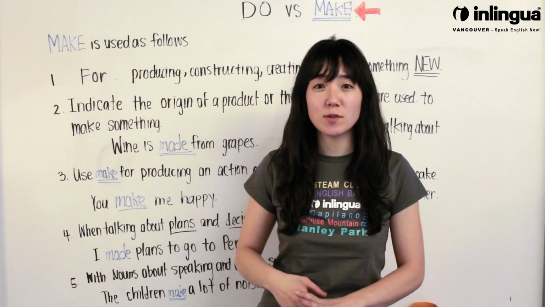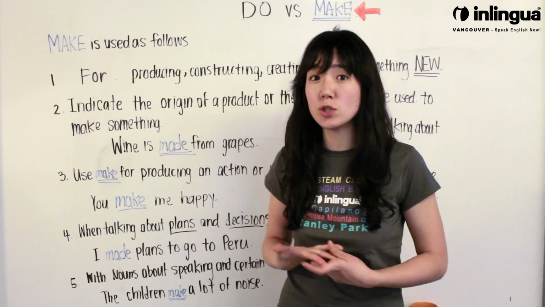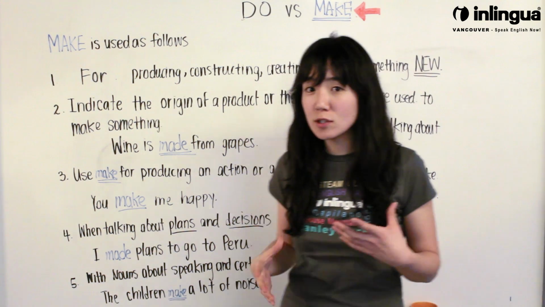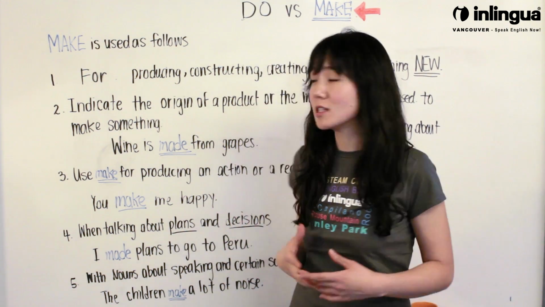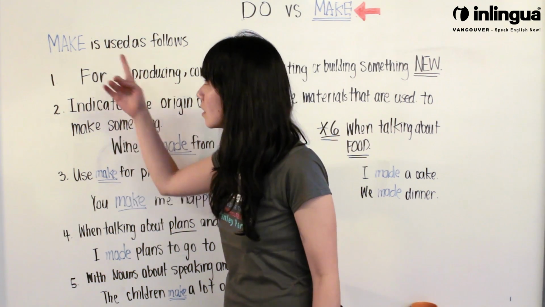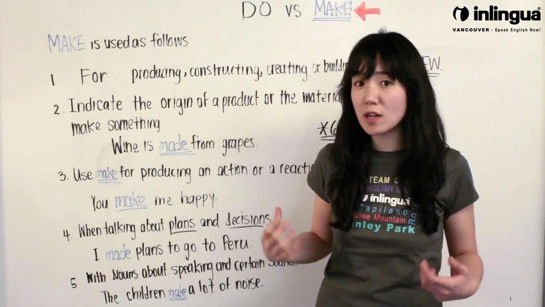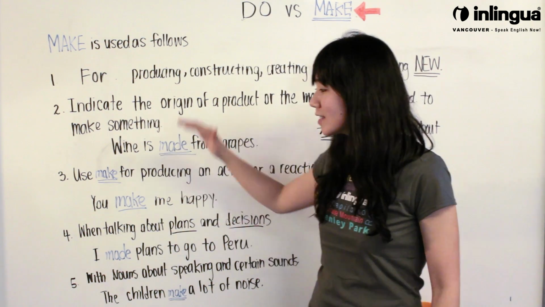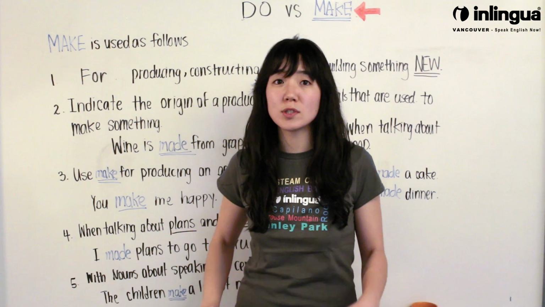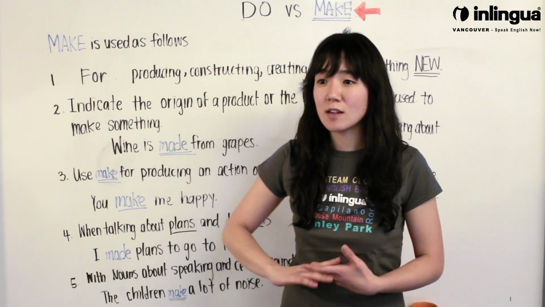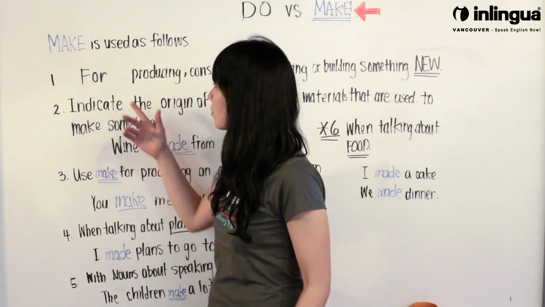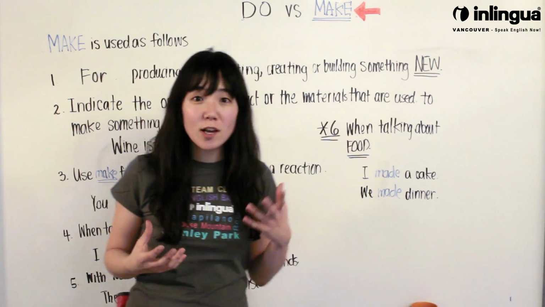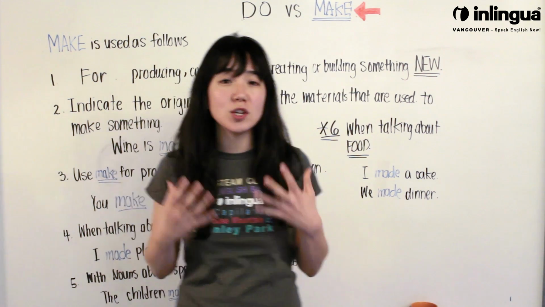Okay, now we are back. We finished up with the verb do. Now we're going to look at the verb make. Like do and like all the verbs in English, there is the tense. So remember that to make, the past tense, it's an irregular verb, so it's made. Here it is, made. So there are 6 ways that you can use the verb to make. They're quite simple. Number 1 is for producing, constructing, creating, or building something new.